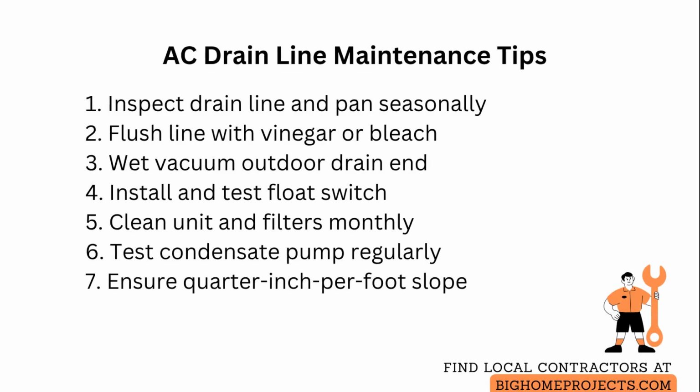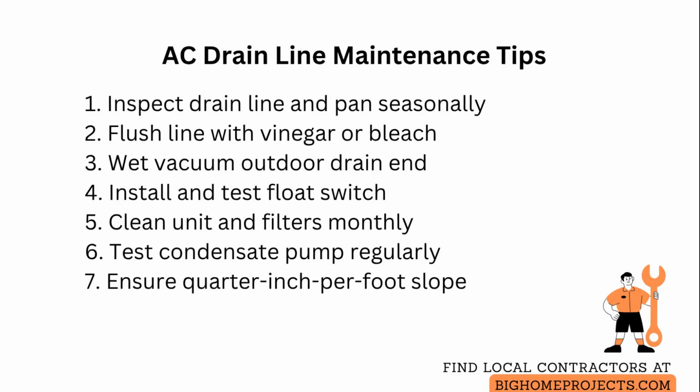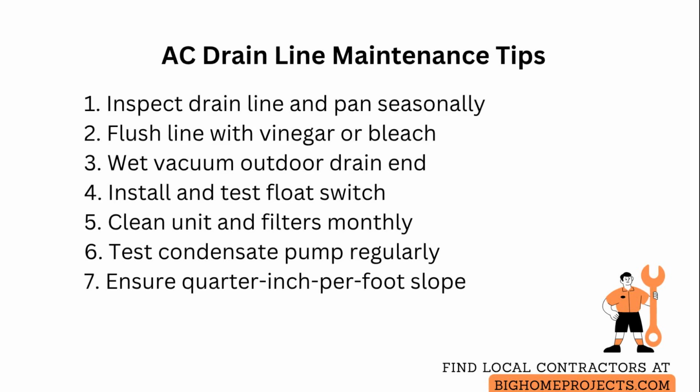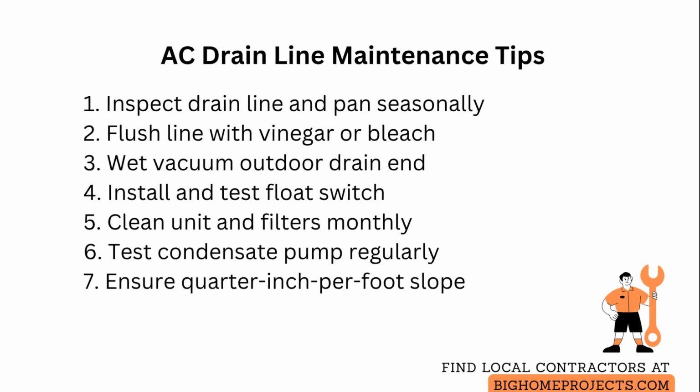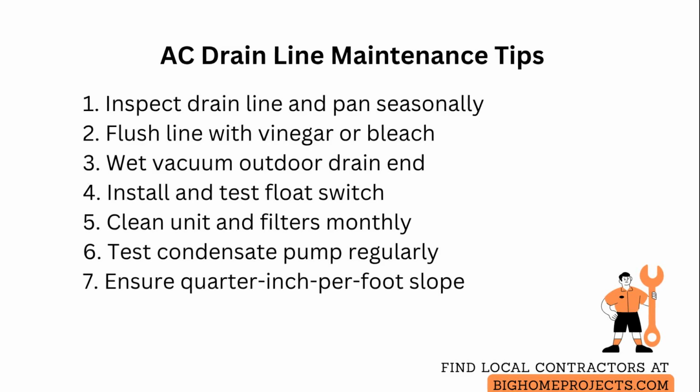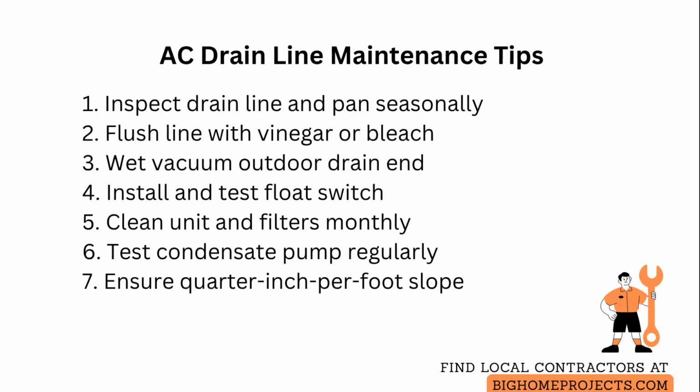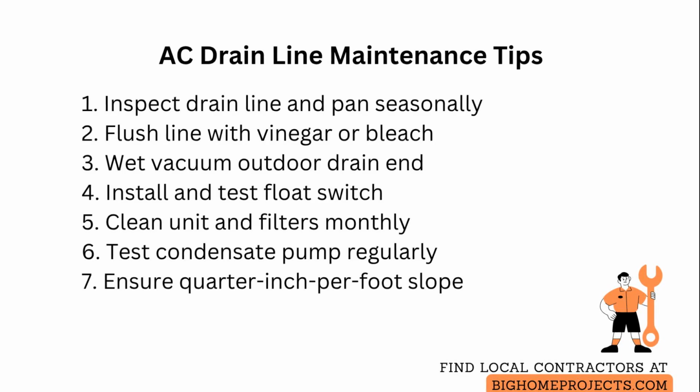Flush the line with distilled white vinegar or a cup of bleach followed by water to dissolve biological buildup, and use a wet vacuum at the condensate drain at the outdoor line end to remove stubborn blockages. Install and test a float switch or condensate overflow shutoff switch so the system will stop before water spills into living spaces, and wire it into the thermostat or safety cutoff per local electrical codes.